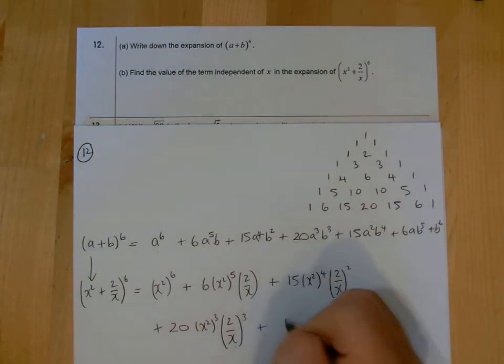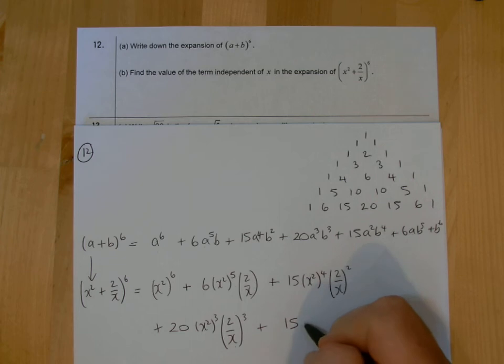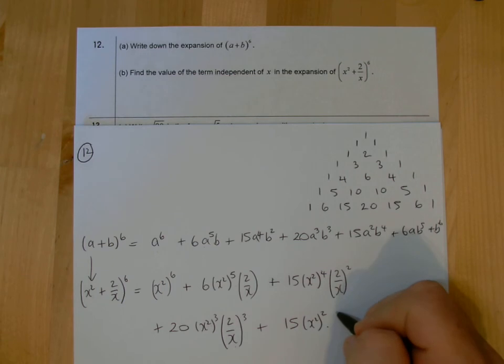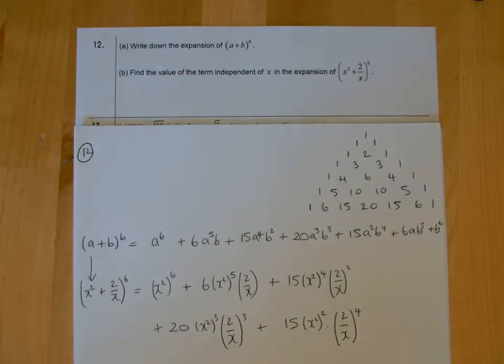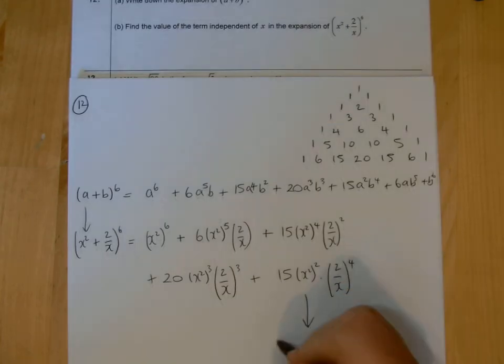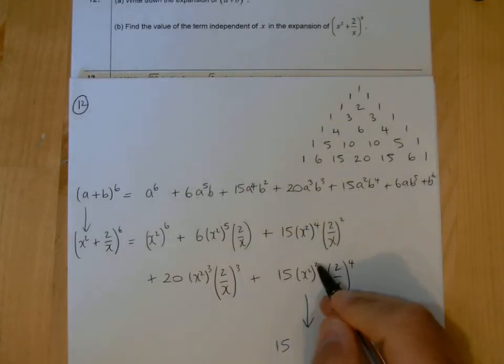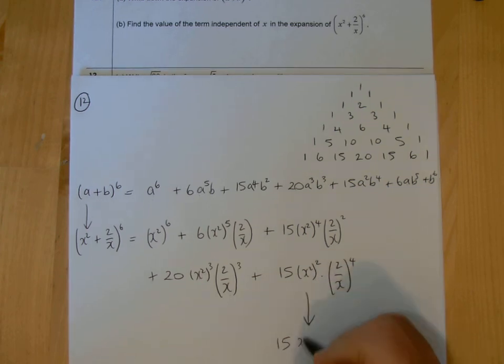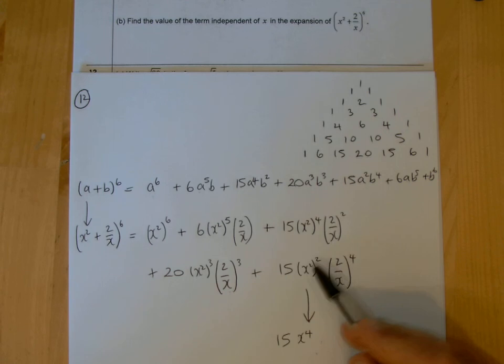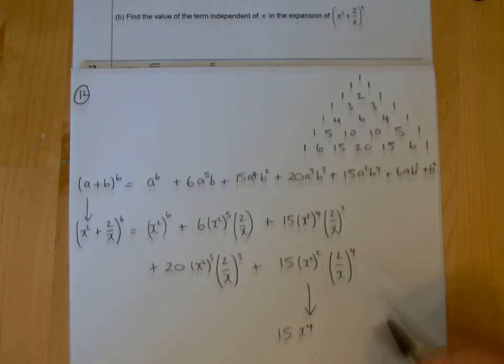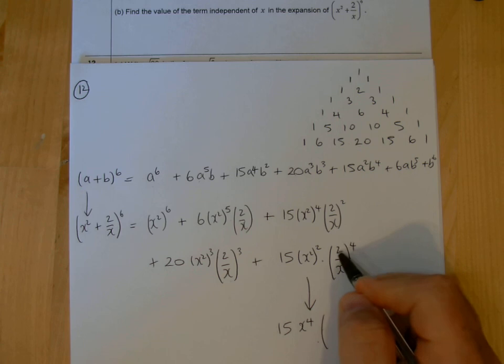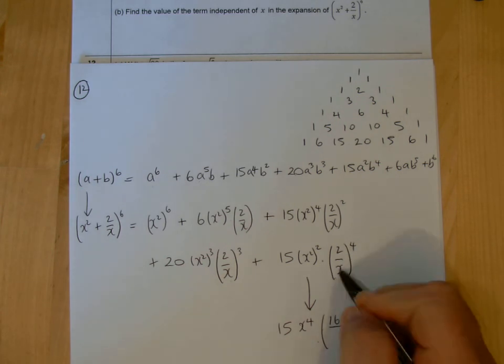The next one then, 15 a squared, so it'll be x squared all squared, times b to the power 4, which will be 2 over x to the power 4. Now this is looking likely, isn't it? This is looking a good candidate, because this simplifies: x squared to the power 2, you multiply those powers, so that'll be x to the power 4. And then 2 over x to the power 4 becomes, applying the power 4 there, 2 to the power 4 is 16, x to the power 4 is just that.